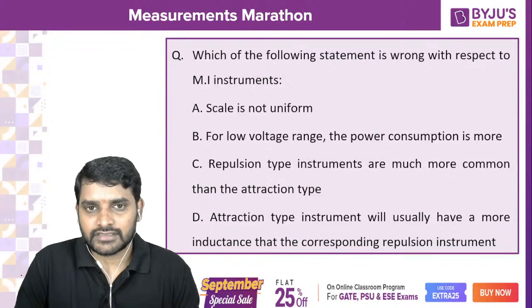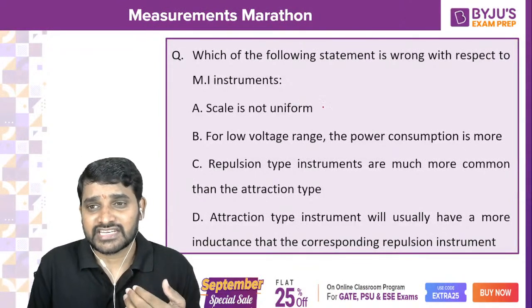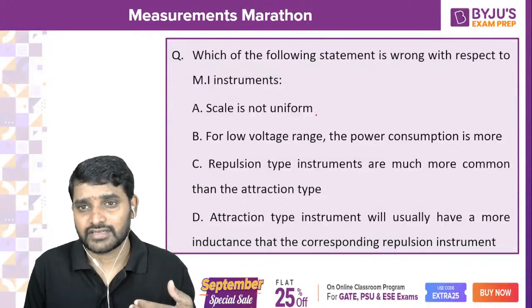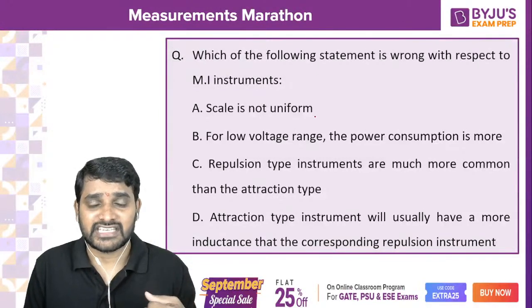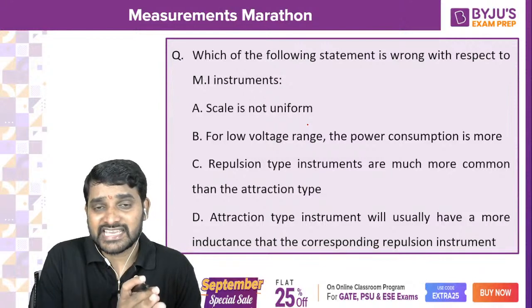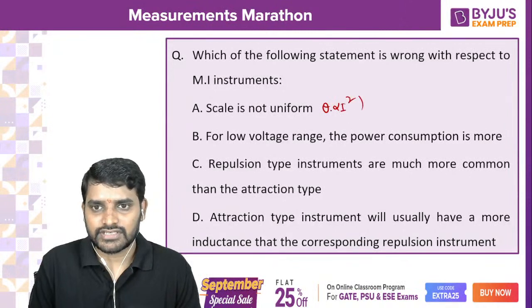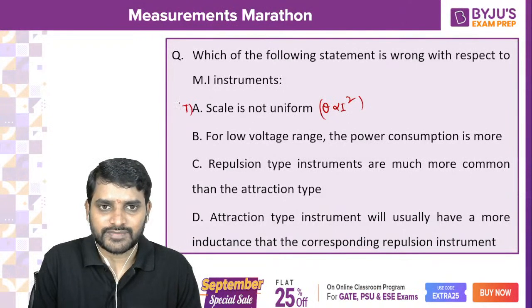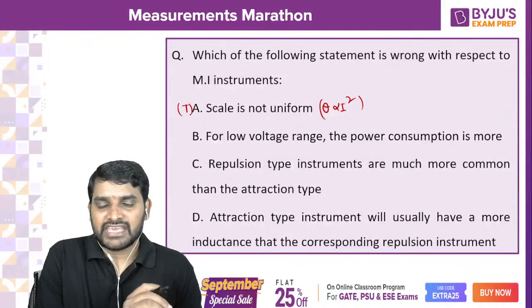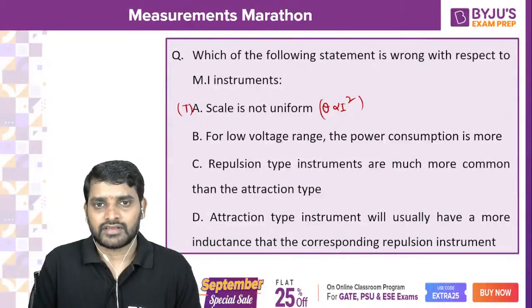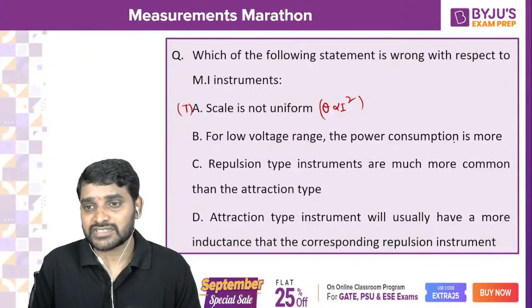I have a question like this. Which of the following statements is wrong with respect to the MI instrument? A: MI instrument scale is not uniform. Yes, this is true. Theta is directly proportional to the square of the current. So this is a true statement. B: For low voltage range, the power consumption is more.